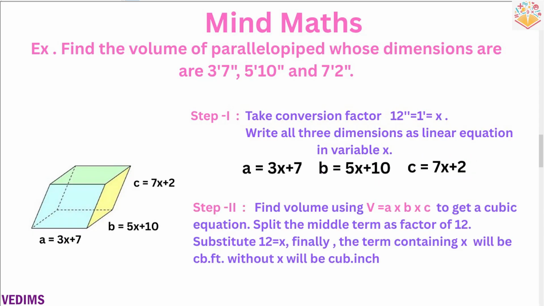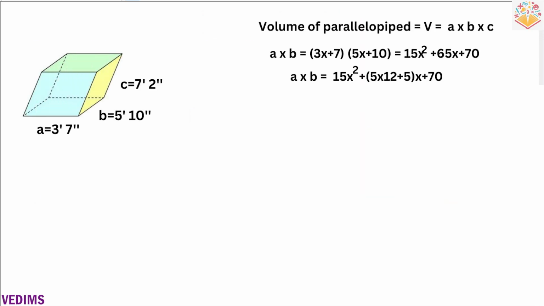Find volume using A into B into C to get a cubic equation, because they are all linear equations. When you multiply 3 times, you will get a cubic equation. Split the middle term as a factor of 12 as we did in the area. Substitute 12 is equal to x. Finally, the term containing x cube will be cubic feet. Without x will be cubic inch. Let us see the calculations.